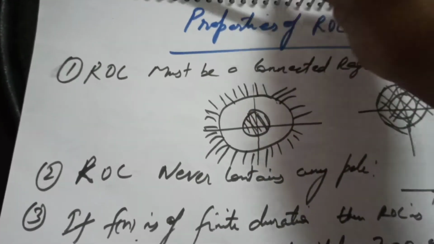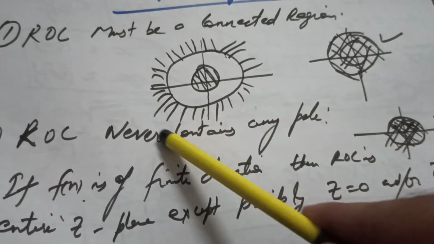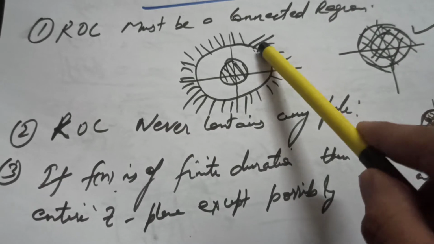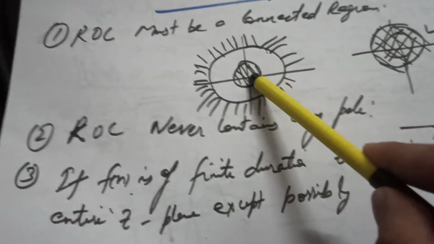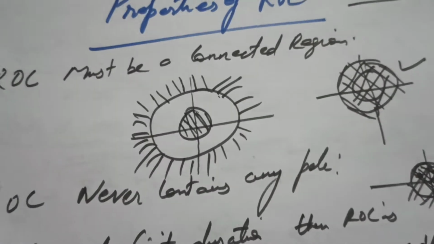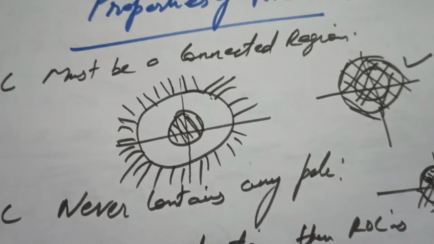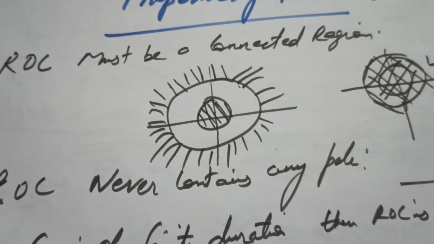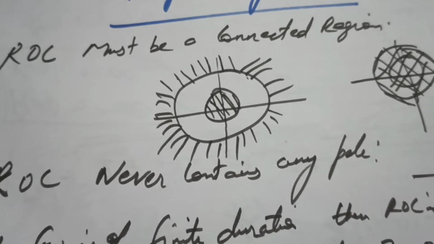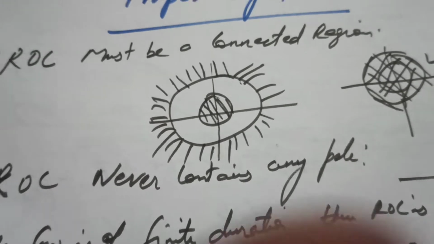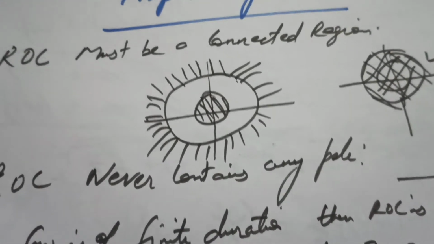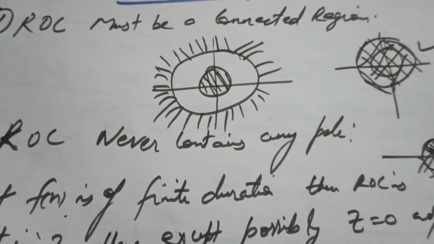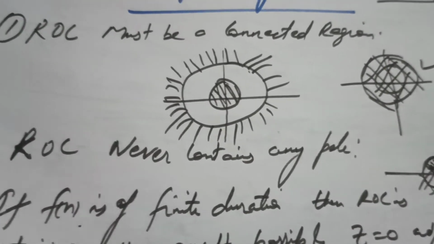For example, take this case. If we look at this diagram, this is the ROC and this is the ROC. Now we can very well say that these two regions are not connected. These two regions are disconnected. So straight away we can say that this can't be an ROC. Clear? In the same place, if we look at this, this will surely be categorized as an ROC.